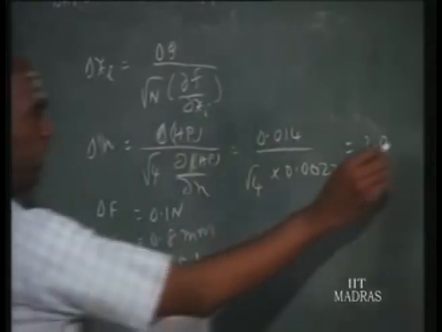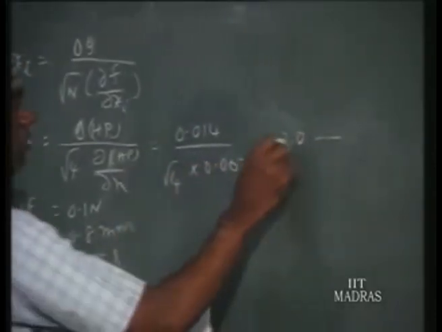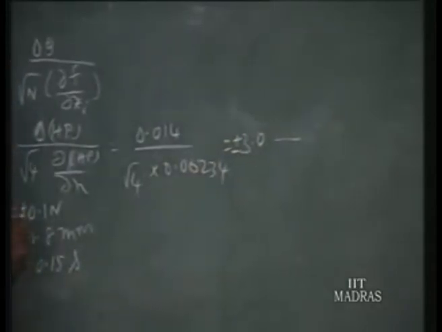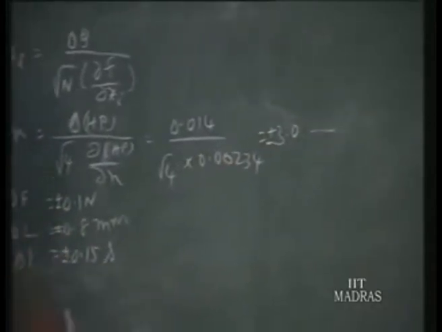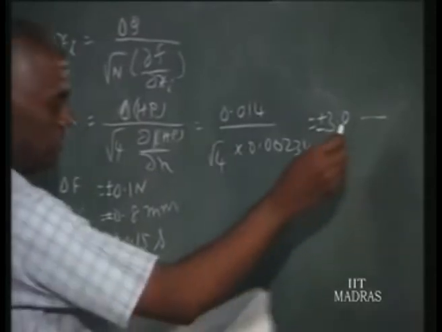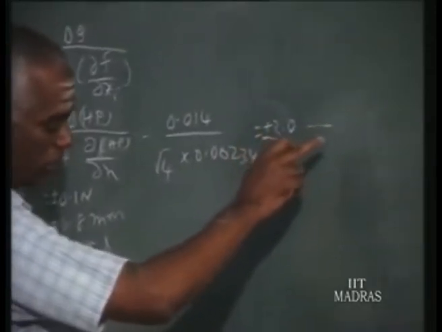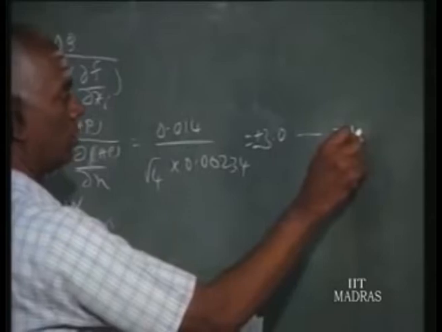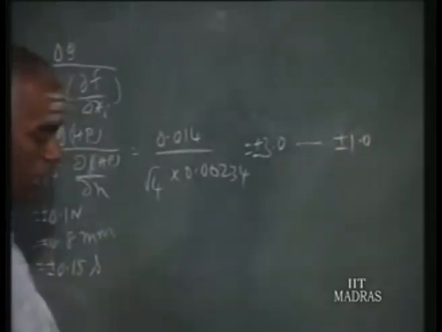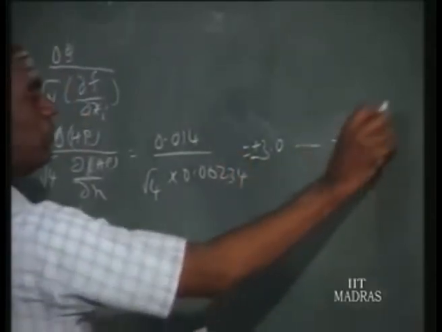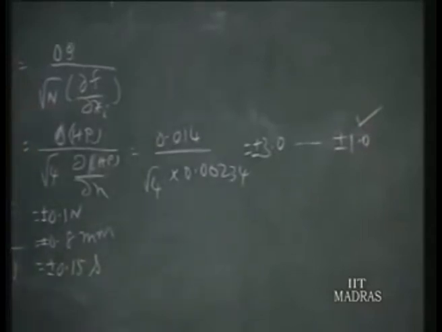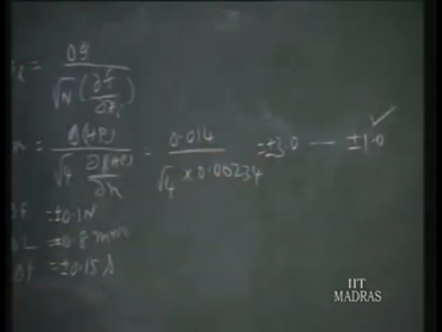For the existing ones, the required error is plus or minus 3, but what we already have is plus or minus 1, plus or minus 10, which is already available. So with this instrument we can use it. This is a finer instrument than the proposed one, so we can use it.